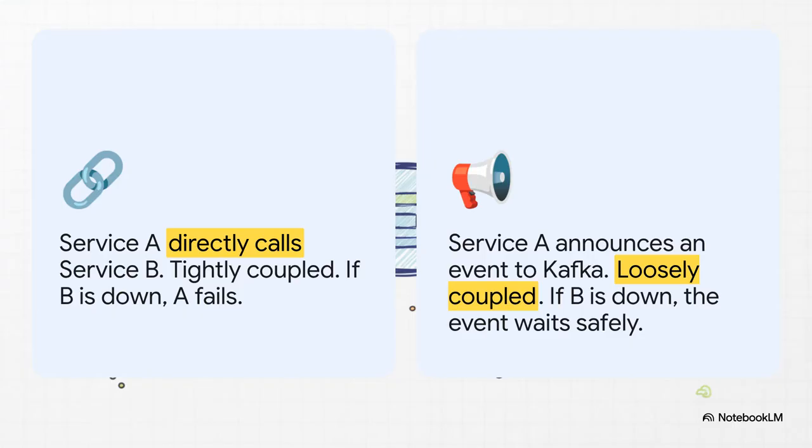And this slide just nails the difference, right? In the old way, service A and B are locked at the hip. But with Kafka acting as our central bulletin board, service A just posts its message. It has no idea who's listening, and honestly, it doesn't care. If a service that's supposed to be listening is down, no big deal. The message just waits safely in Kafka until that service is back online. This makes the whole system so much more resilient and flexible.